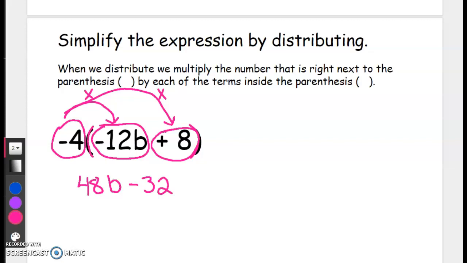I can ask myself then, after I do my distributing, do I have any like terms? Is this 48b a like term to this minus 32? No. This one has a b in it, this one does not. So that is as far as I can go for these problems.